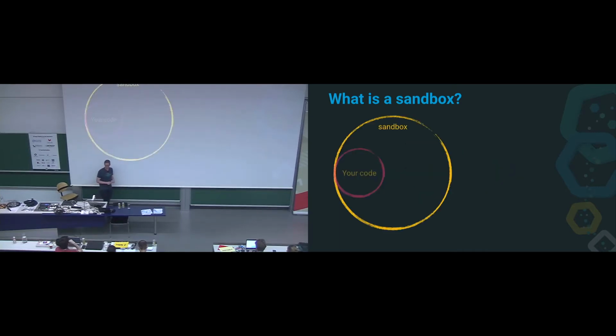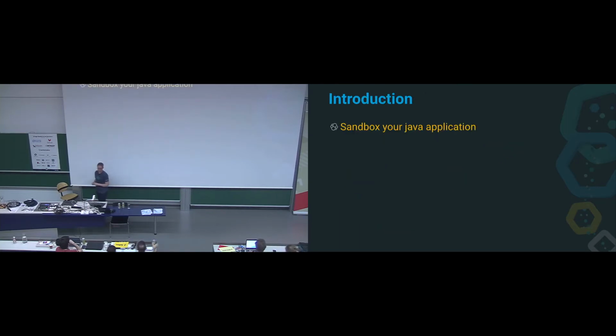So the idea is, from a user perspective or from a developer perspective, you put something around your code, which again can decide, this is a malicious call, this is a friendly call, right? This one is allowed, this one is blocked. And this is exactly what the Java Security Manager is about.